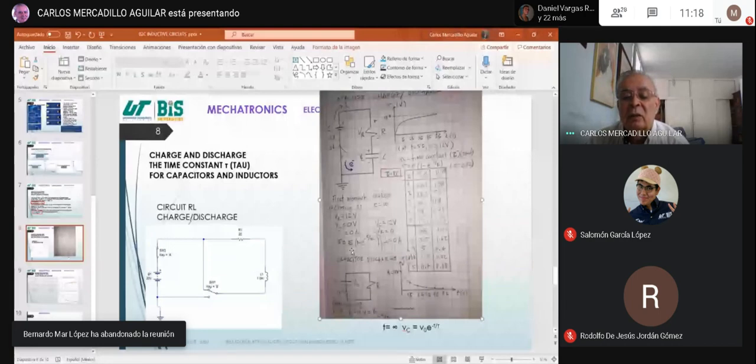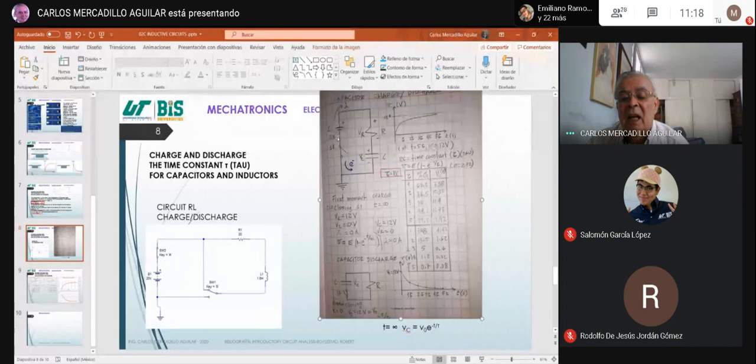is equal to the product of E, which is the voltage, times this expression, that is 1 minus this exponential expression, that is the number e. e equals approximately 2.72, but this is the base of the Neperian logarithms. So you don't have to complicate, you just have to learn how to obtain the value from your calculator or from your cellular.